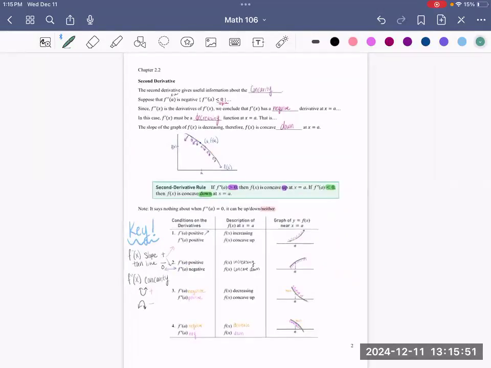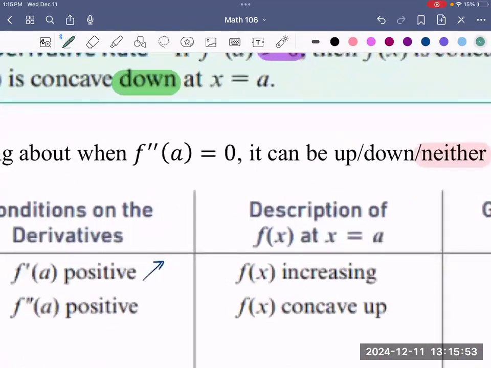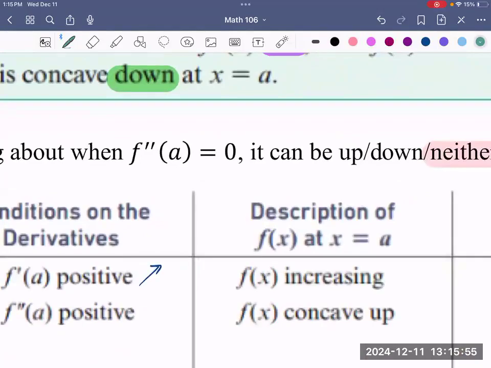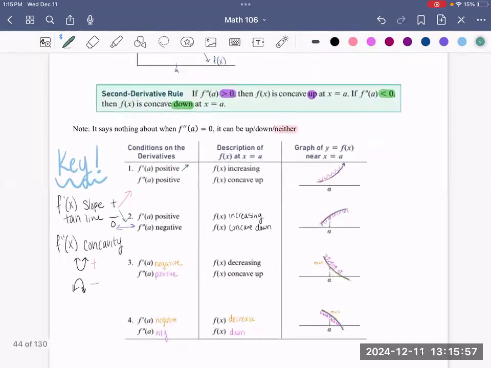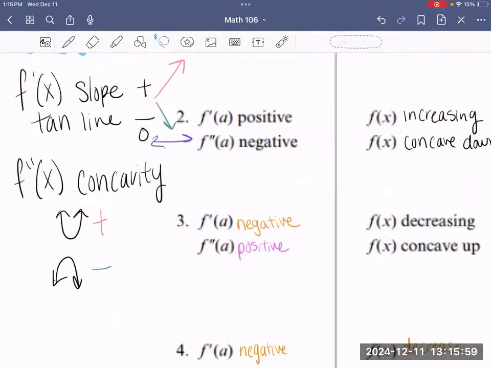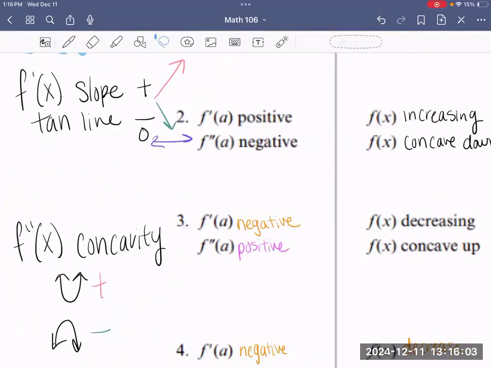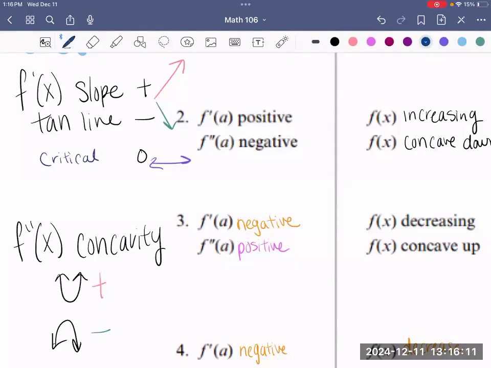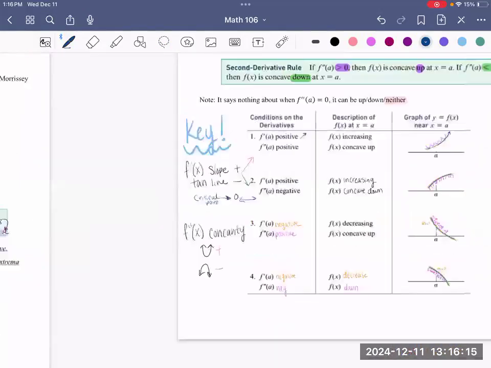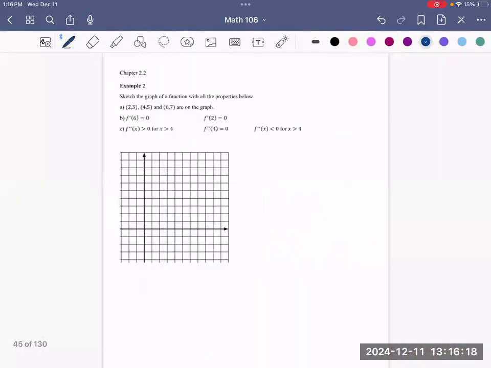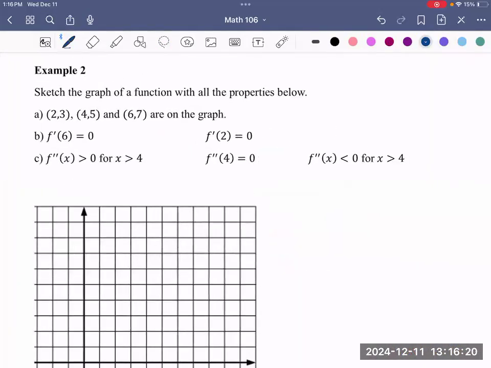Now, again, we haven't talked so much about your second derivative when it's equal to 0. That provides us with information, just like your first derivative when it's equal to 0 provides us with a critical value, which maybe I should emphasize a little bit more here. Okay. So now let's see if we can sketch example 2.